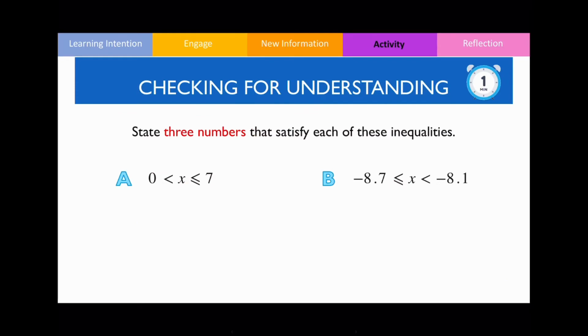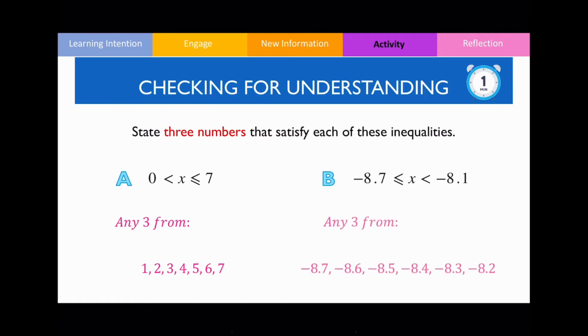What I want you to do now is have a go with answering these questions over here. Pick any three numbers that will satisfy each of these particular problems. Have a go and then compare your answers. If you've done this successfully, then you could choose any three solutions from the list down below. So hopefully you got this right. It's not too hard yet.